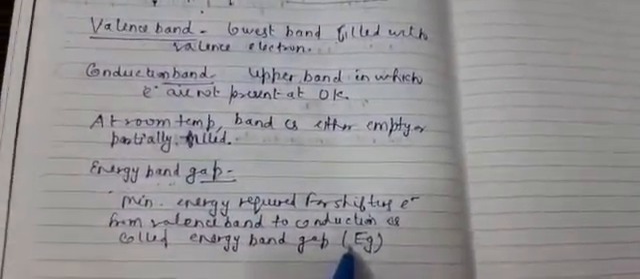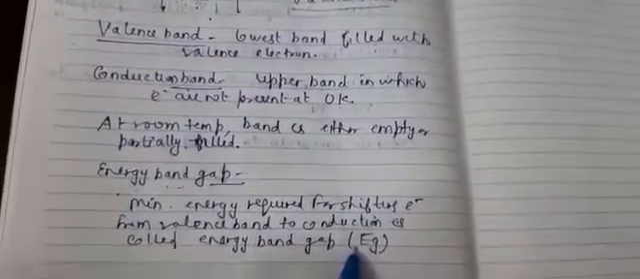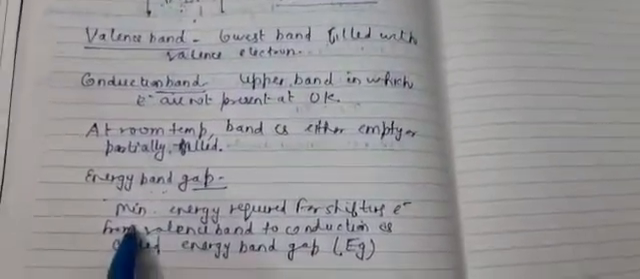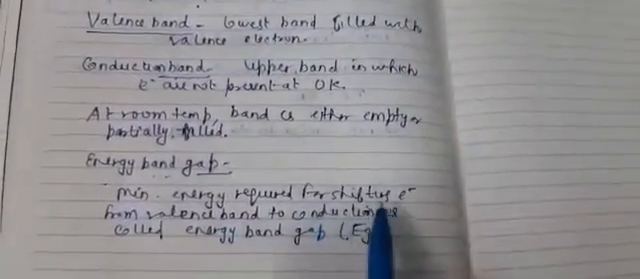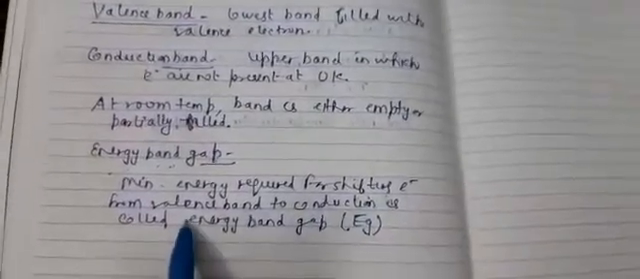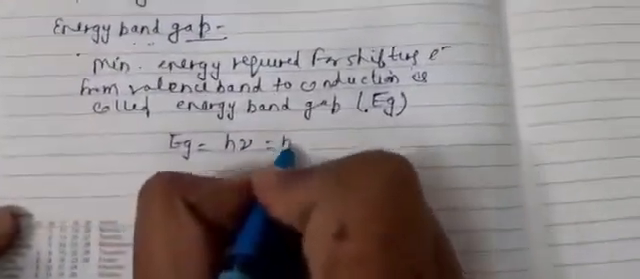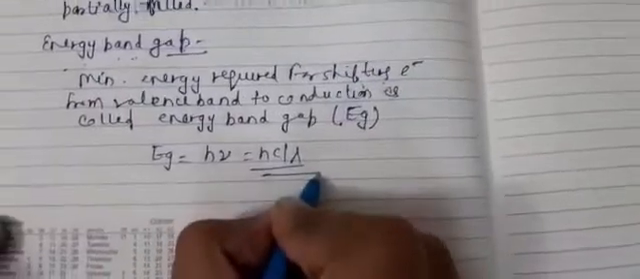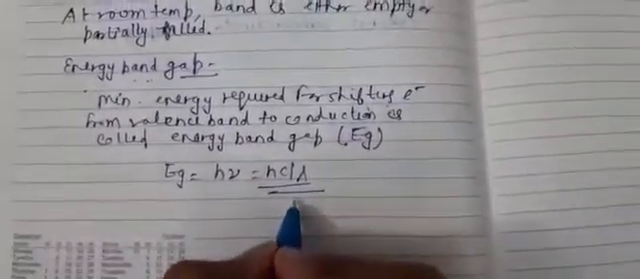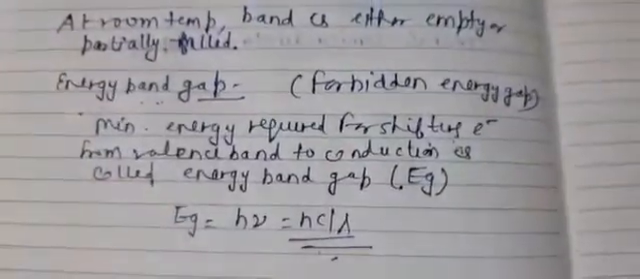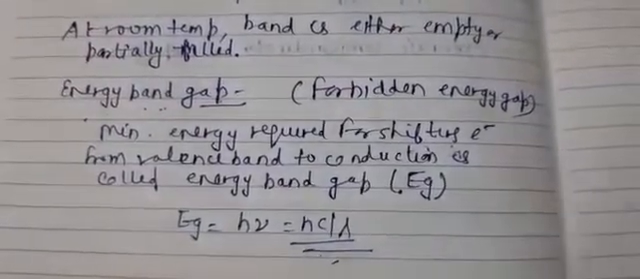This is the gap between the valence and conduction band, and the corresponding energy is the minimum energy required for moving an electron from the valence band to the conduction band. If we want to write it in expression form, this will be h nu or hc by lambda, where h is Planck's constant and c is the velocity of light. And the energy band gap for different materials is different. This is also called the forbidden energy gap.